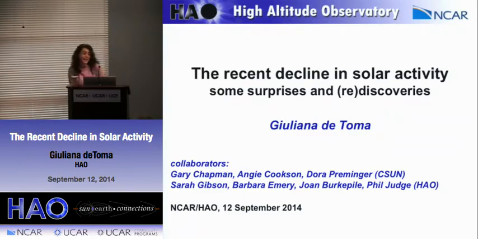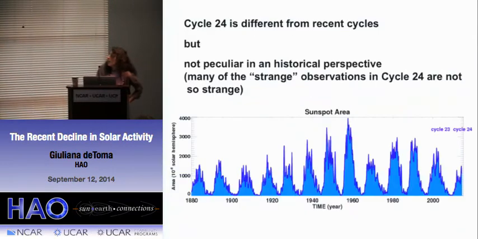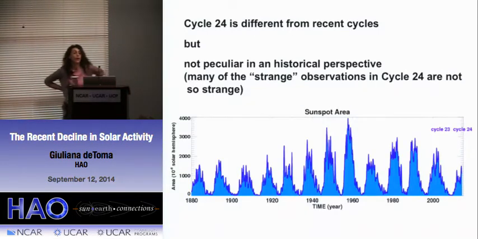Favorite topics, the solar cycle evolution. What I will show you today is the recent decline we're seeing in solar activity and some of the interesting things that we have learned having the opportunity to observe the sun in a quieter state. Some were surprises, some were discoveries or rediscoveries that you will see as I go along. One of the main messages of my talk is that if you look at cycle 24, it's certainly different from the recent cycles, but in a historical context, it really doesn't look as peculiar or strange as many people think.